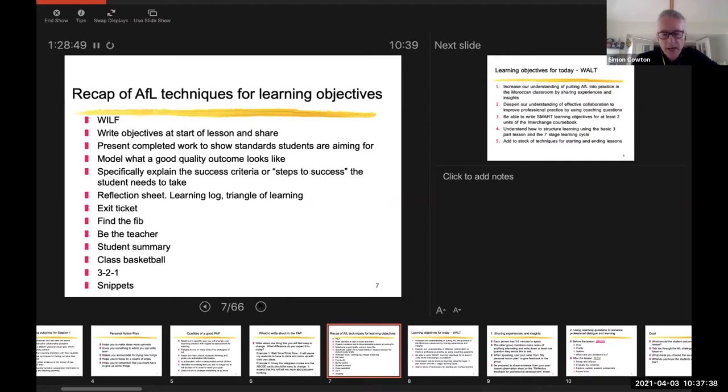And here are the others. We had a look at exit tickets, find the firm, be the teacher, student summary, class basketball, 3-2-1 snippets. Now then, you have had time to read all these and to work out how they work and to pick something or maybe two things and go and practice them in your classroom. You've had time to do that. And I expect you to have done it.